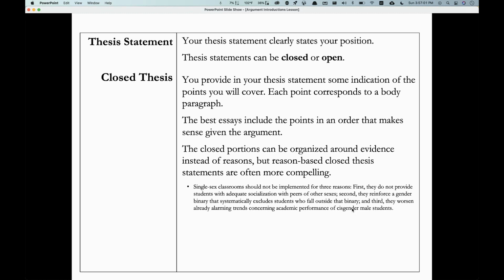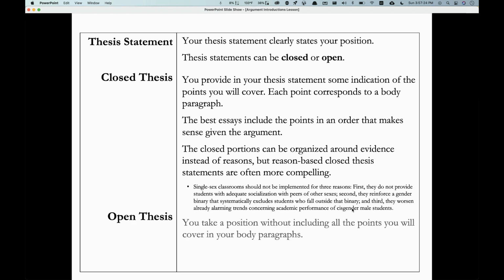First, single-sex classrooms do not provide students with adequate socialization with peers of other sexes. Second, they reinforce a gender binary that systematically excludes students who fall outside that binary. And third, they worsen already alarming trends concerning academic performance of cisgender male students. So 3 separate points.